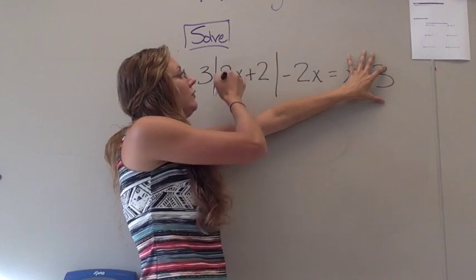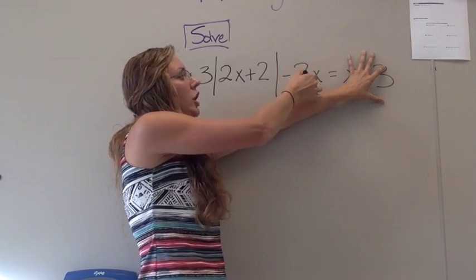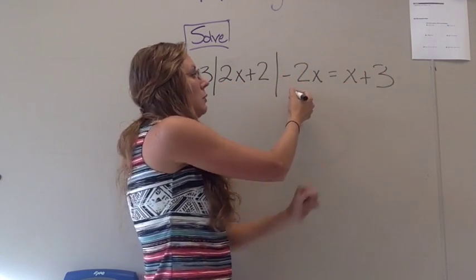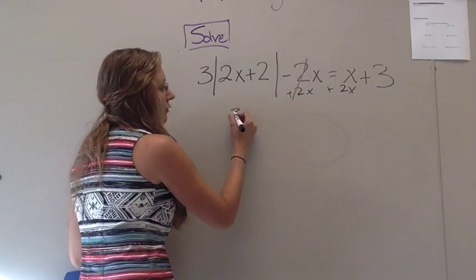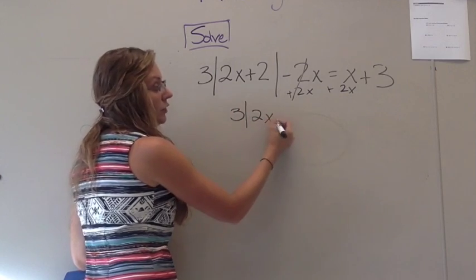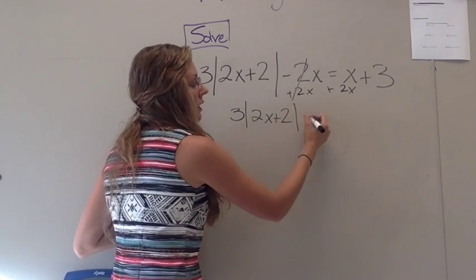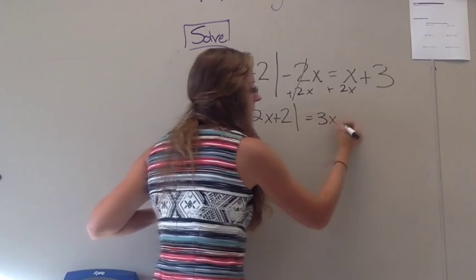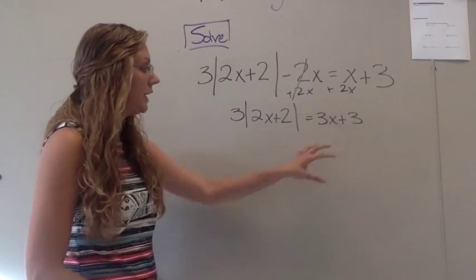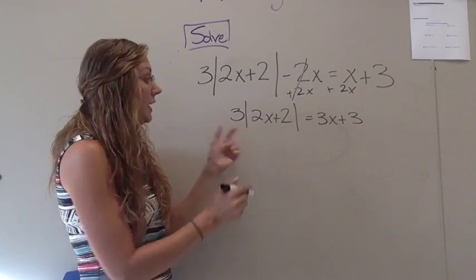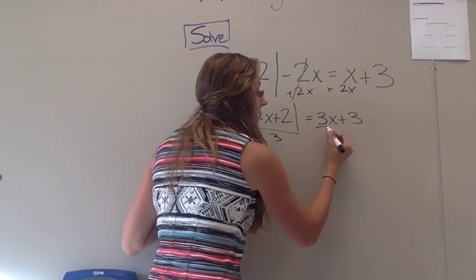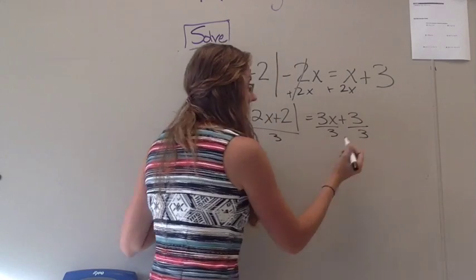So to get my absolute values alone, I'm going to start by getting rid of this chunk. Instead of a minus 2x, I'm going to add 2x to each side. Now I'm left with 3 times the absolute value of 2x plus 2 equals 3x plus 3. Again, I look over here. It's not alone yet, so I'm not going to split it yet. I'm going to get it alone by dividing by 3 and dividing everything over here by 3.